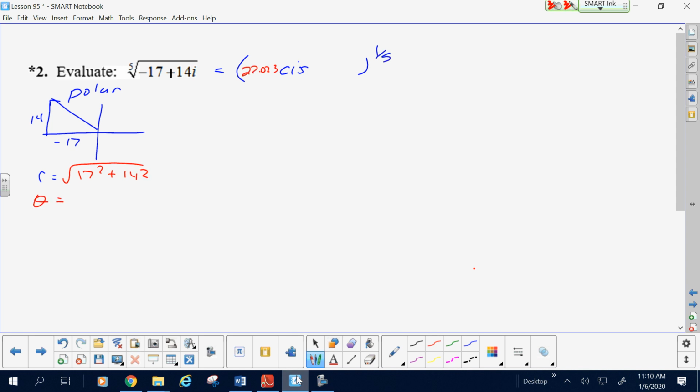Theta. What kind of 2 steps am I going to need to do for theta? Actually, I'm going to call that alpha, and this is theta. Say it again. Inverse tangent 14 over 17. Do I use the negative or no? No. Do not use the negative. And then what else? 180 minus inverse tangent of 14 over 17.